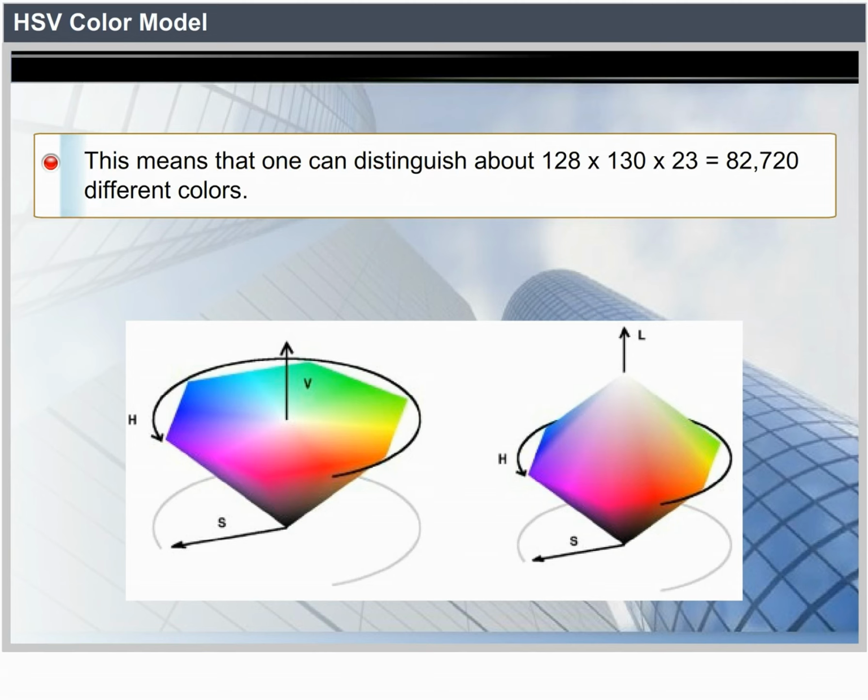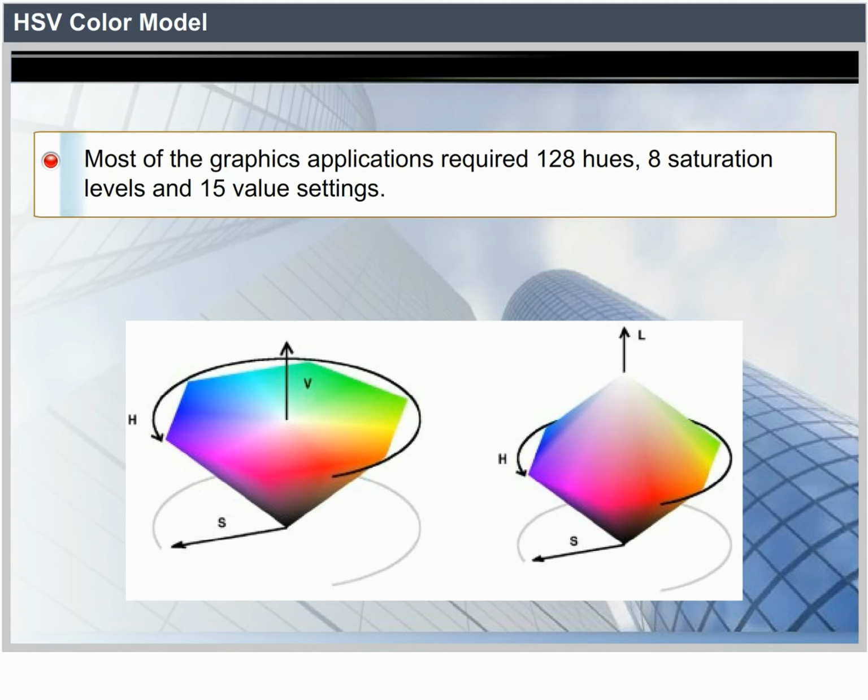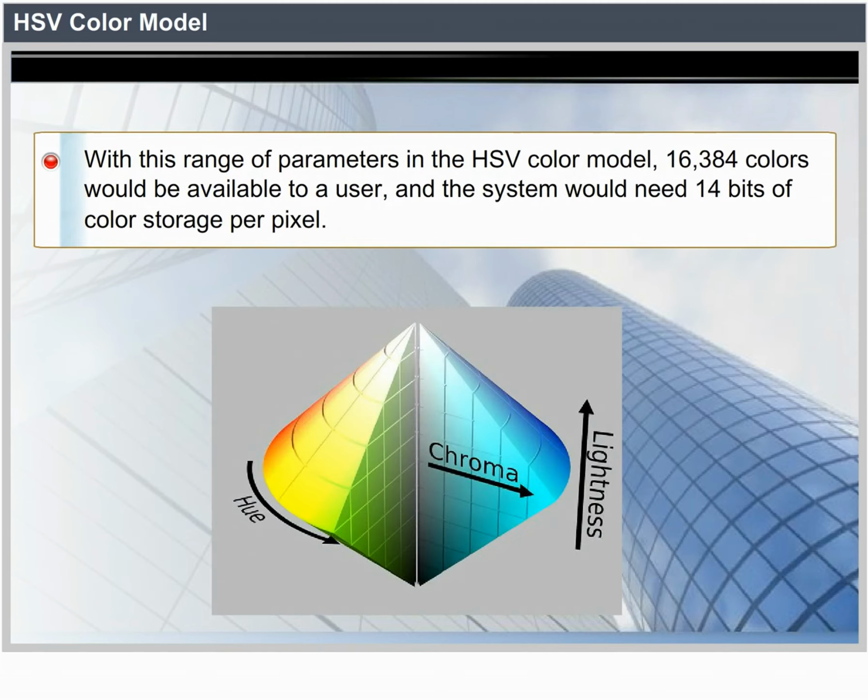This means that we can distinguish about 128 × 130 × 23, or 82,720, different colors. For most graphics applications, 128 hues, 8 saturation levels, and 15 value settings are sufficient. With this range of parameters in the HSV color model, 16,384 colors would be available to a user, and the system would need 14 bits of color storage per pixel.